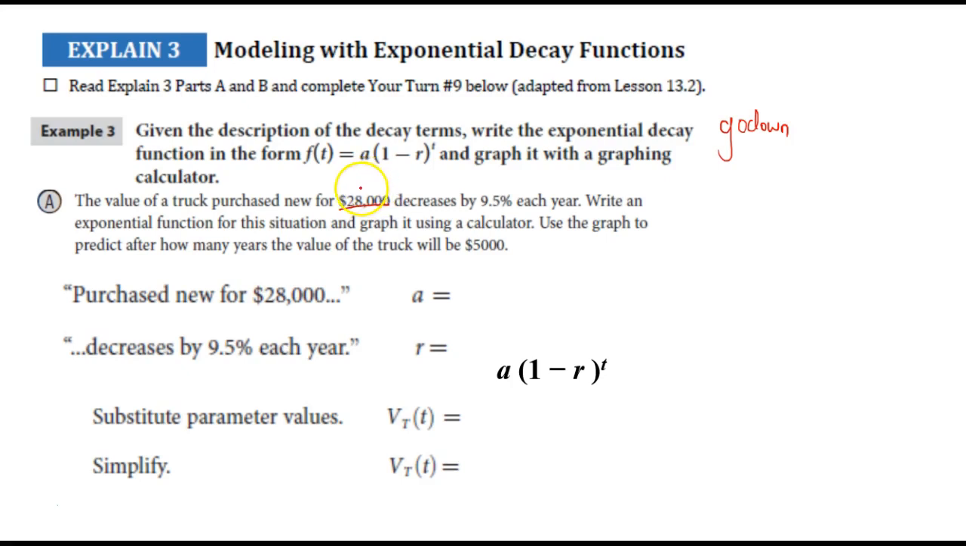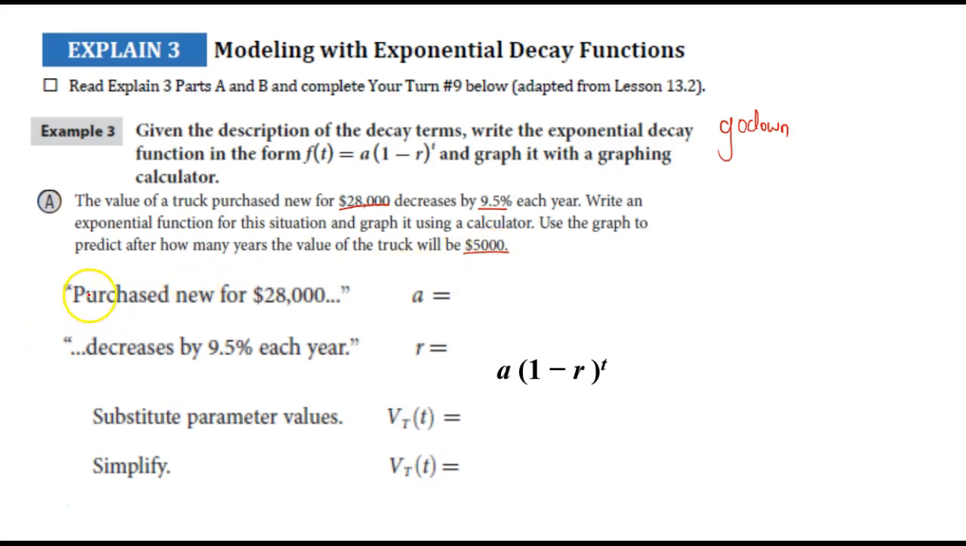And for any of you who are in the business of buying a new car, you'll notice that when you buy a car, whether it's used or new, it decreases in value as time goes on because it's used. In fact, this car will go down in value by 9.5% each year. They ask us to write an exponential function, graph it, and use that graph to tell us how many years until the value will be $5,000. So that car that you bought brand new at $28,000 is going to be worth less over time.